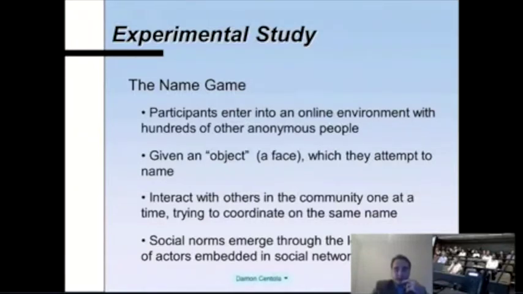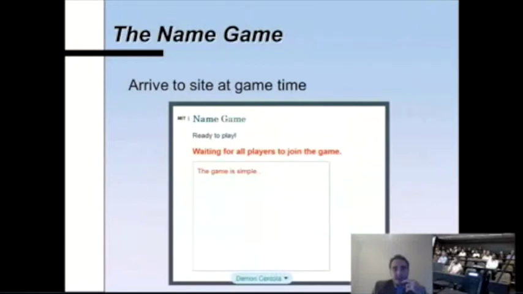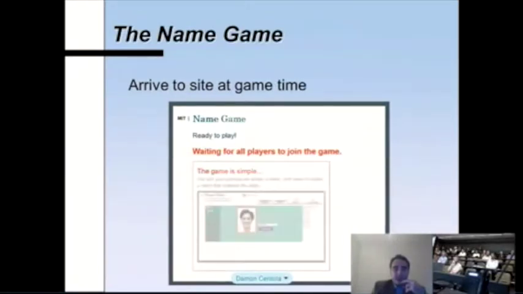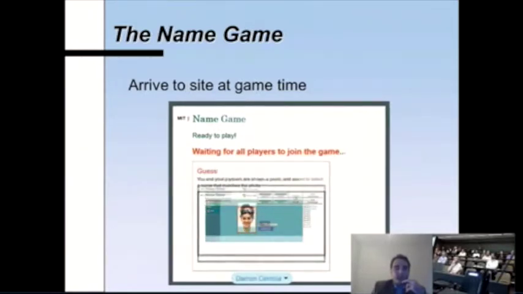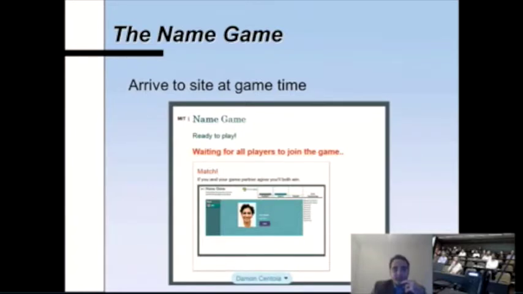So when people actually are recruited and arrive to the study, the arrival site looks like this. It's a scrolling list of instructions that people are able to read while they're sitting there waiting. Now, you may ask, why are they waiting? They're waiting for other people to show up.